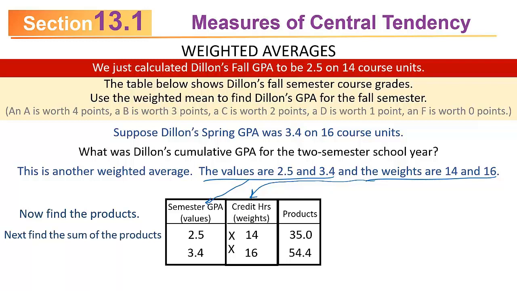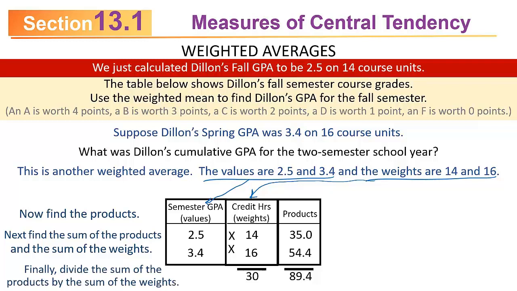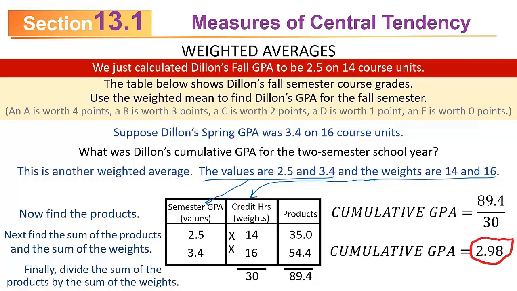That's 35 plus 54.4, that's 89.4. Then you want to sum the weights. In other words, how many credit hours altogether was he taking? That's 30, 14 plus 16. And finally, the GPA is going to be the sum of the products, which is 89.4, divided by the sum of the weights, which is 30. So Dylan's overall academic year GPA for the fall and spring together was a 2.98.